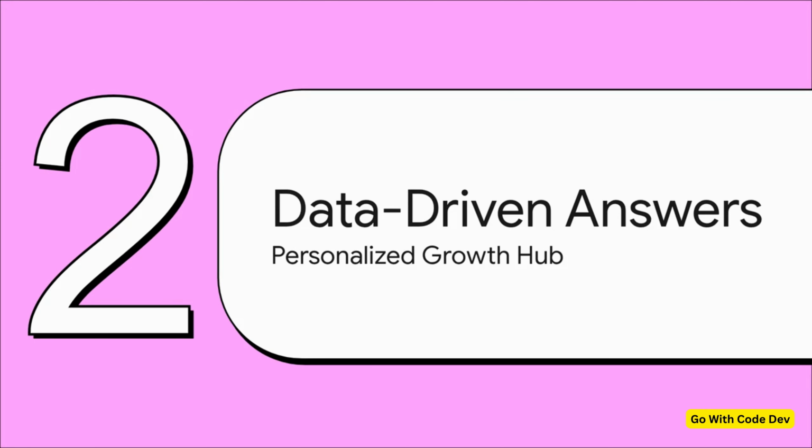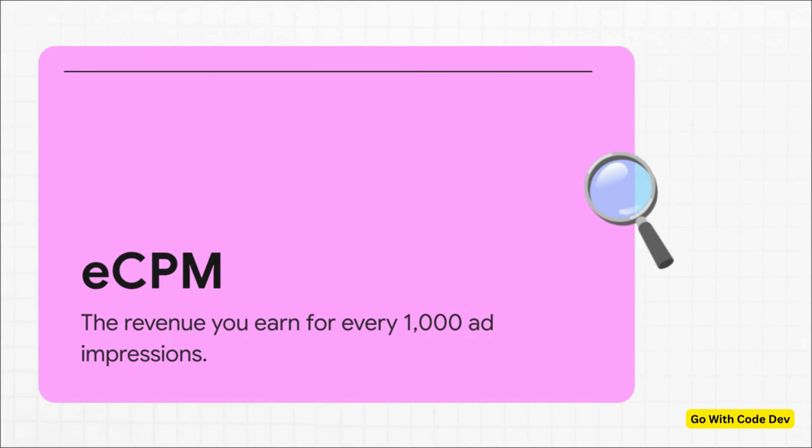And that brings us to AdMob's data-driven answer. You'll find it inside your personalized growth hub. Now, before we go any further, we absolutely have to be crystal clear on the single most important metric in this whole conversation, eCPM. The easiest way to think about it is like your ad revenue scorecard. A higher eCPM literally means you are making more money for the exact same number of ad views. Our one and only goal here is to drive this number up, up, up.